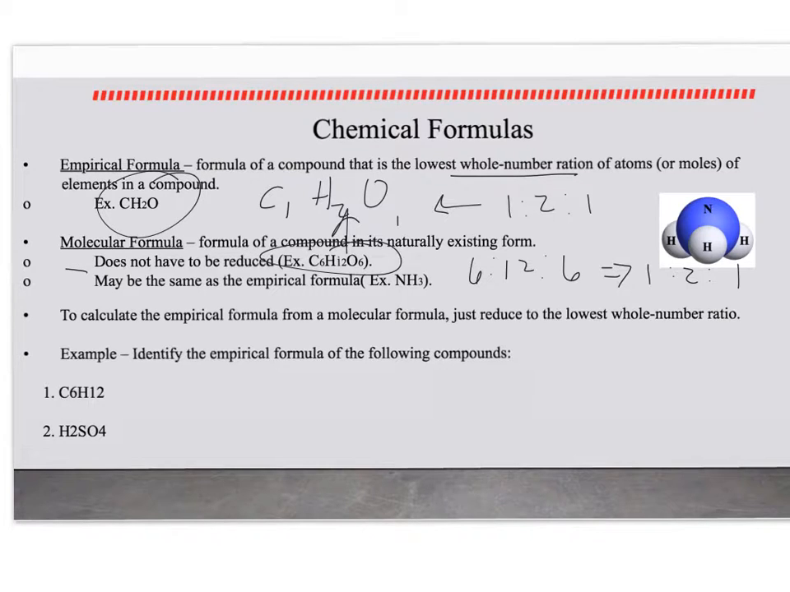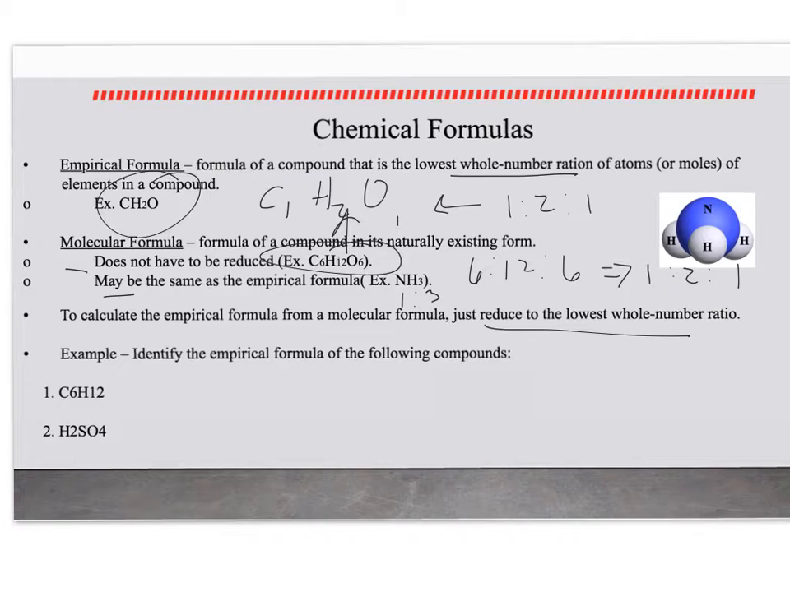So the molecular formula does not have to be completely reduced. It just describes its naturally existing form. Sometimes they can be the same as an empirical formula. For example, ammonia is NH3, where it's a 1 to 3 ratio of nitrogen to hydrogen. I can't reduce it any more than it already is, plus NH3 is the naturally existing ammonia, so hence the molecular and empirical can be the same. So to calculate the empirical formula from a molecular formula, all you have to do is reduce those subscripts to the lowest whole number ratio. For example, identify the empirical formula of the following compounds.